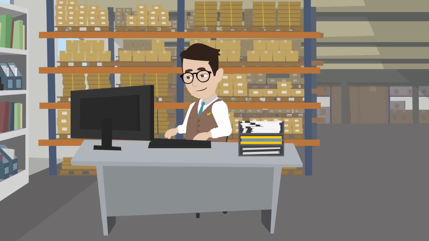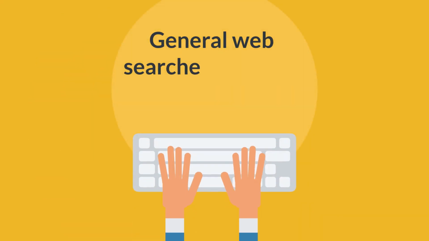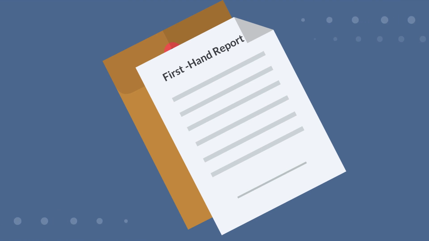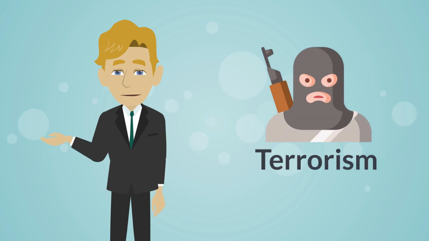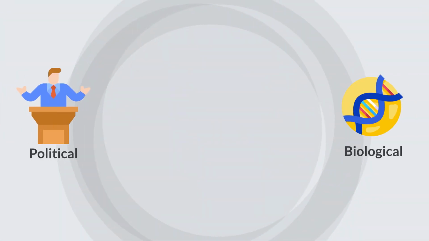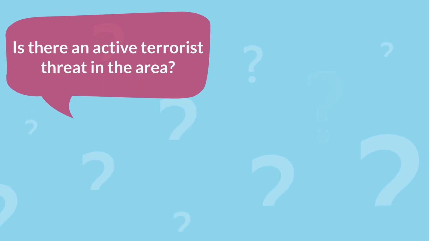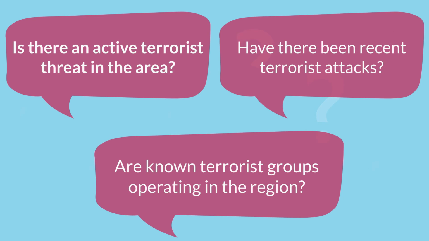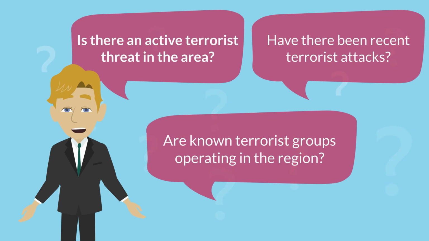The threat level investigations can be conducted by accessing government websites and by doing general web searches for news articles, reports, etc. You can also use first-hand reports from local residents. The first threat factor to be investigated is terrorism. That would include political, biological, agricultural, or cyber terrorism. Is there an active terrorist threat in the area? Have there been recent terrorist attacks? Are known terrorist groups operating in the region? These are the things that must be investigated and taken into consideration.